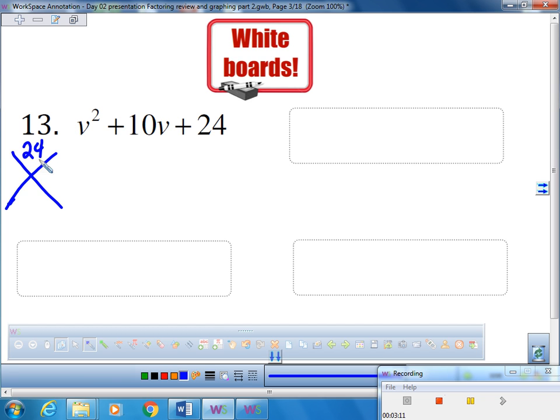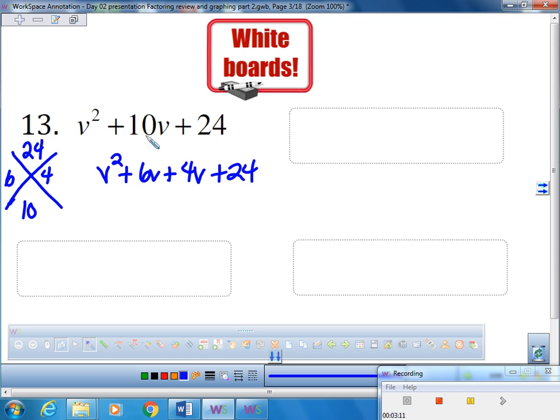The reason, and this is what I'm trying to get to. So what two numbers, when we multiply, I get 24, but when I add, I get 10? 6 and 4. Those are your magic numbers right there. So I'm going to rewrite this as v squared plus 6v plus 4v plus 24. I just split 10v into 6v and 4v, right? Because that's what adds up to make 10, but when I multiply them I get 24.